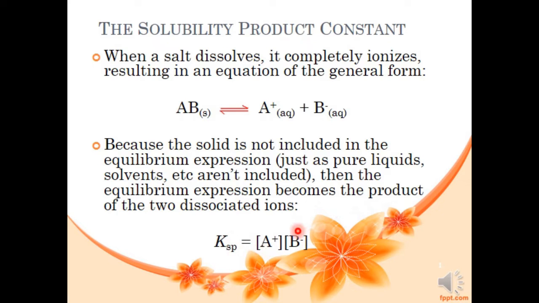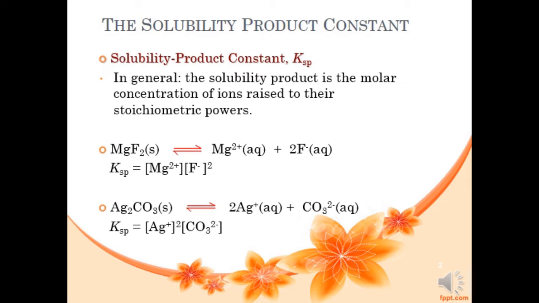Note that we only use the ion concentrations in brackets because in the expression we don't include solids or liquids. We only consider aqueous species. So generally, the solubility product is the molar concentration of the ions raised to the power of their stoichiometric coefficients.